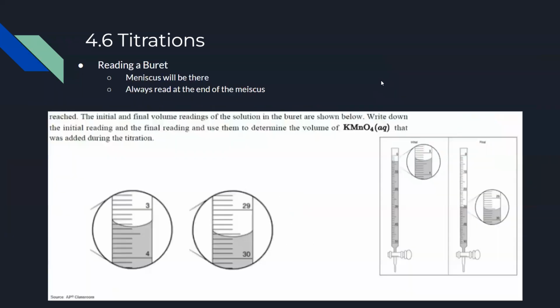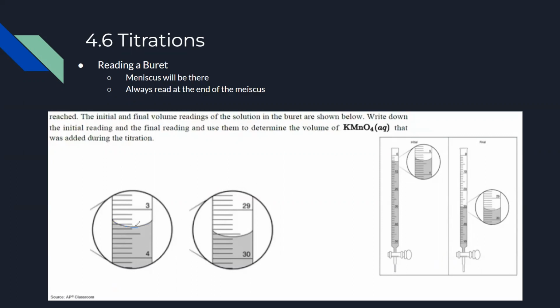So let's do reading a burette. When you read a burette, the meniscus is this whole line thingy. To read it, you have to read at the end of the meniscus, or over here, as that's where the area will be. So let's try this over here. Write down the initial and final reading and use them to determine the volume of KMnO4 that was added during the titration.